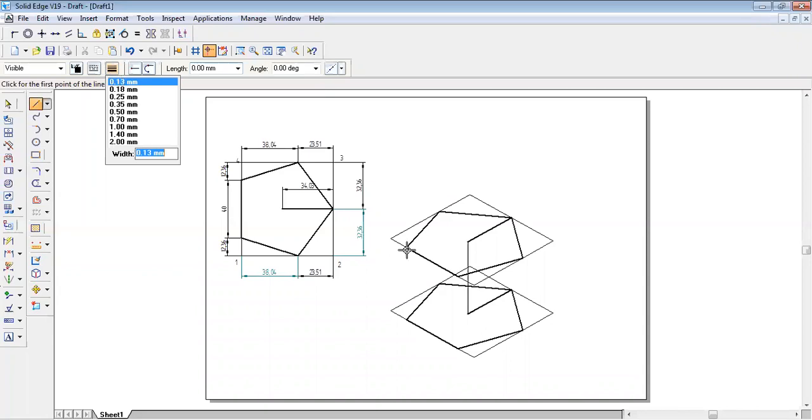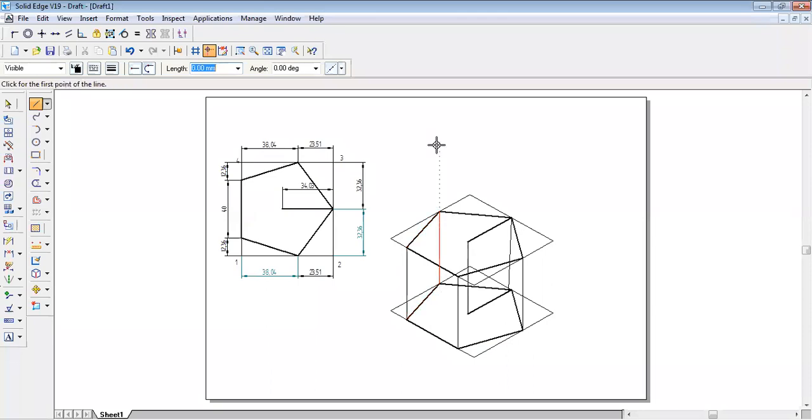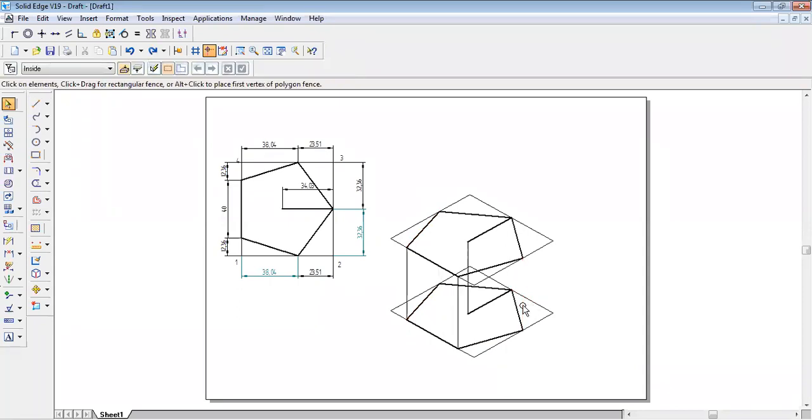Once you draw this one, then join these two here, here. Okay, this is the pentagonal prism.